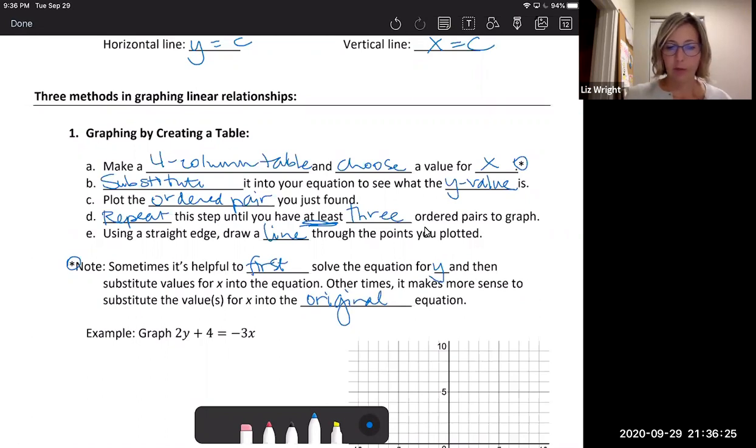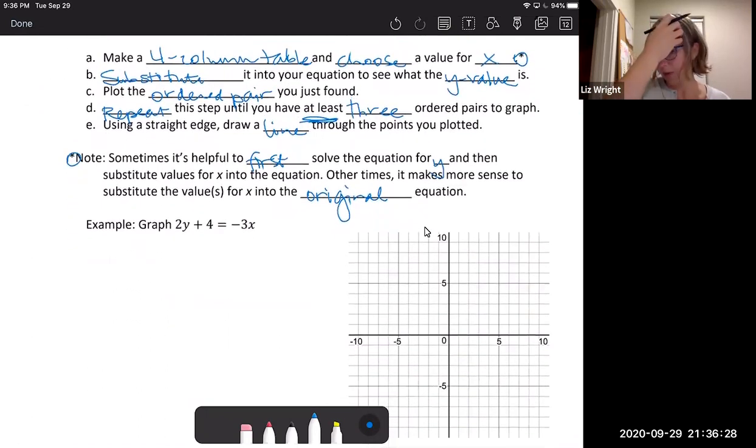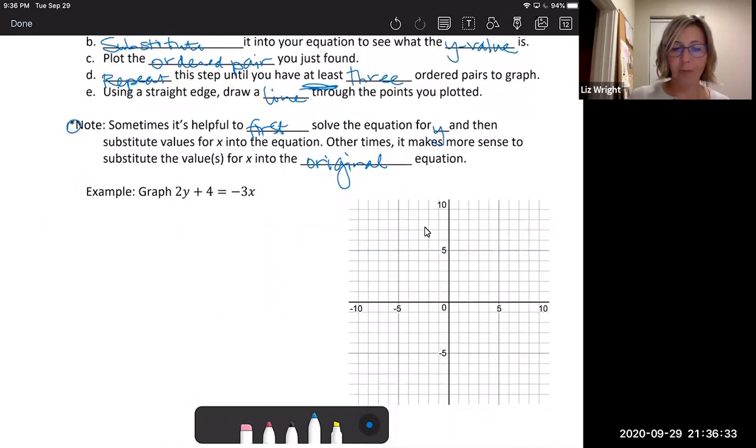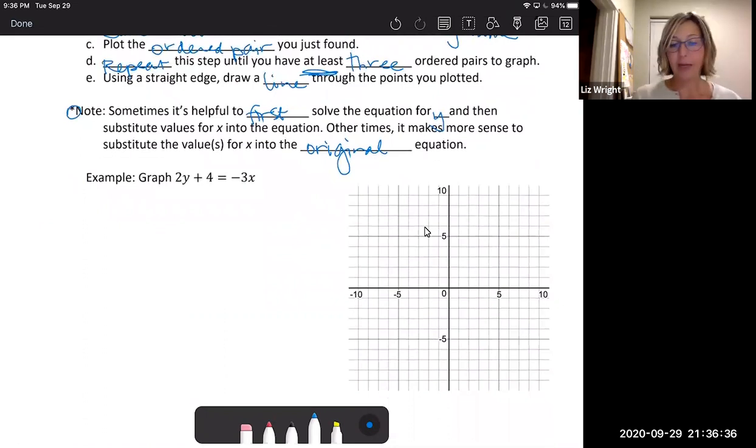All right, so in this method, just like in this graph right here, we're just going to work on graphing this using a table. So first, what I would recommend on this one is I would go ahead and just solve for y. You absolutely don't have to, that's not a requirement, but I personally would solve for y because I know what's coming next in the next step for graphing using our slope-intercept form. So I am going to go ahead and subtract 4 from both sides. And then I'm going to get 2y equals negative 3x minus 4.